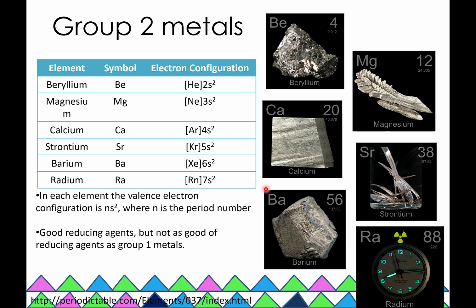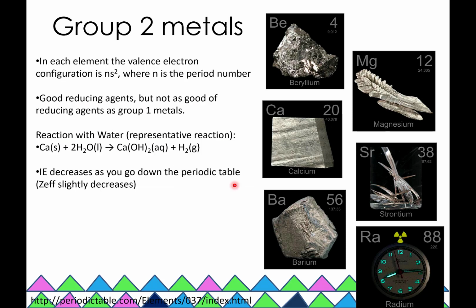Okay, so let's talk about the group 2 metals. So you'll notice that they all have this noble gas ns2 electron configuration, where n is the period number. So they're good reducing agents, but they don't have as negative of a reduction potential as the group 1 metals. They have a very similar reaction to the group 1 metals.